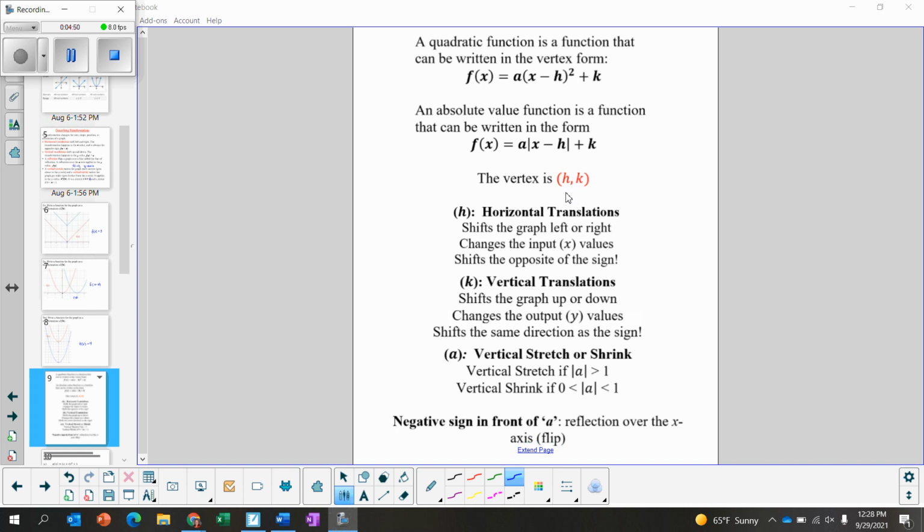For both of those, the vertex is (h, k). So opposite sign of inside, same sign as outside. The h talks about how we're moving left and right, and like we said, it's going to be the opposite sign. Up and down is going to be the last number, the plus k. And then our stretch and shrink is in front, the a value. And if it's negative, that means it got flipped over the x-axis. It's a reflection.